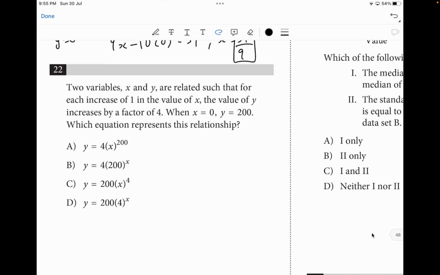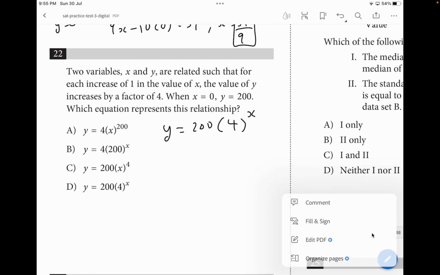The reason is because, since they've given us the value of x and y, we just need to substitute it for each choice given. So it's not going to be choice A, B, or C. If we test out choice D, y equals 200 brackets 4 by x. Let me just reload the screen again.